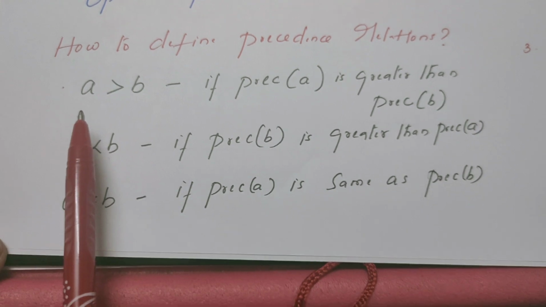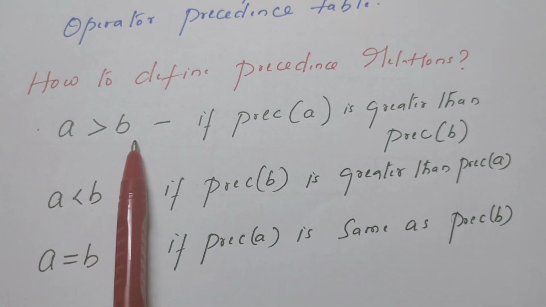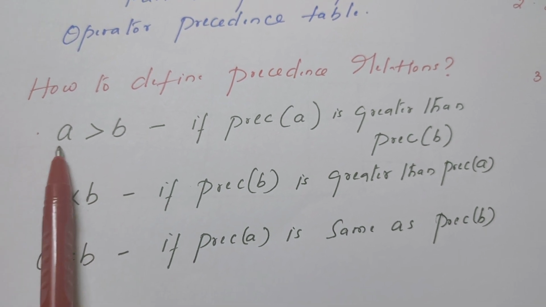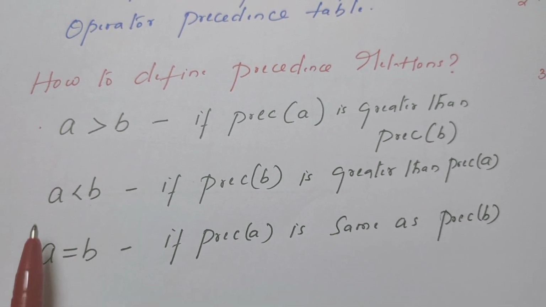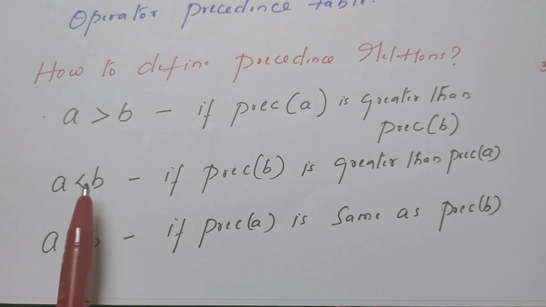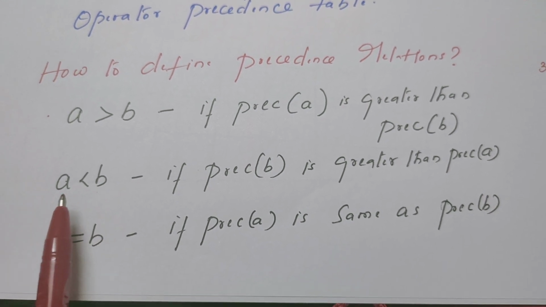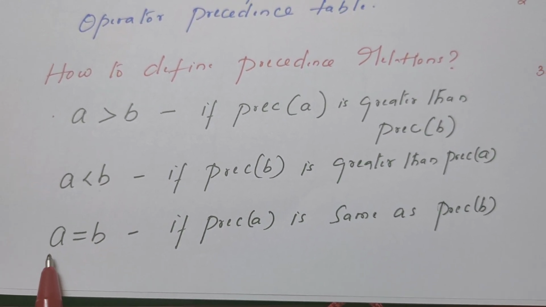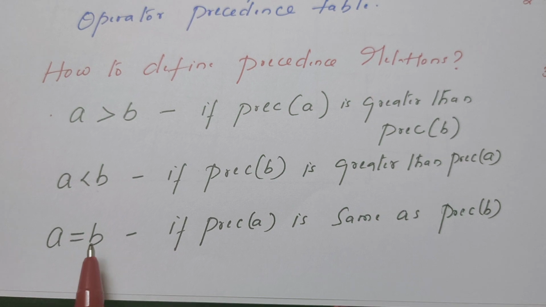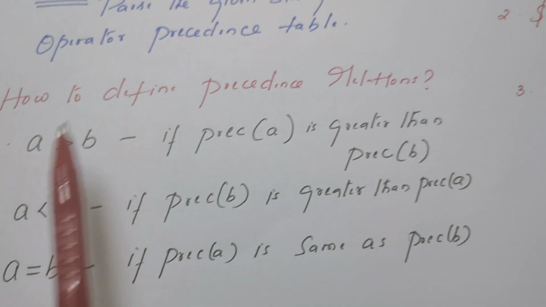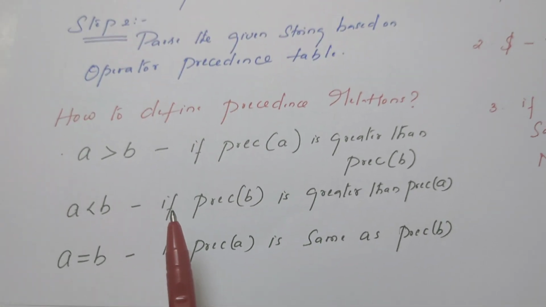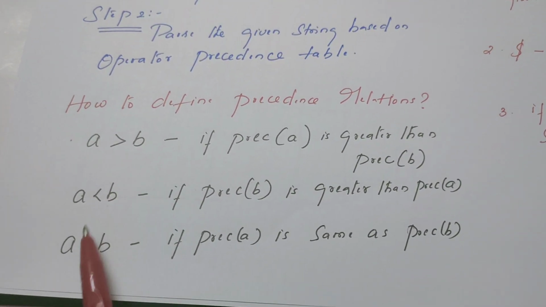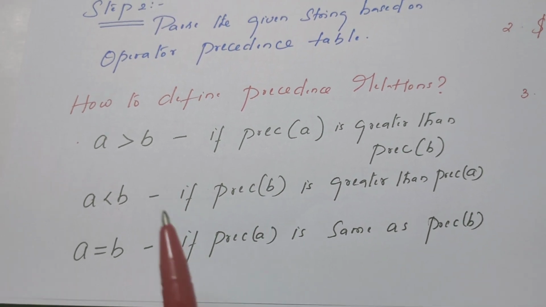Let us consider two terminals. One is A, another one is B. I can write A is greater than B if the precedence of A is greater than the precedence of B. I can write A is less than B when the precedence of A is less than the precedence of B. I can say A is equal to B if the precedence of both the terminals A and B is one and the same. So using this only, I have to define the precedence relation, either greater than or less than or equal to. These are the three operators I can use to define the precedence relation.